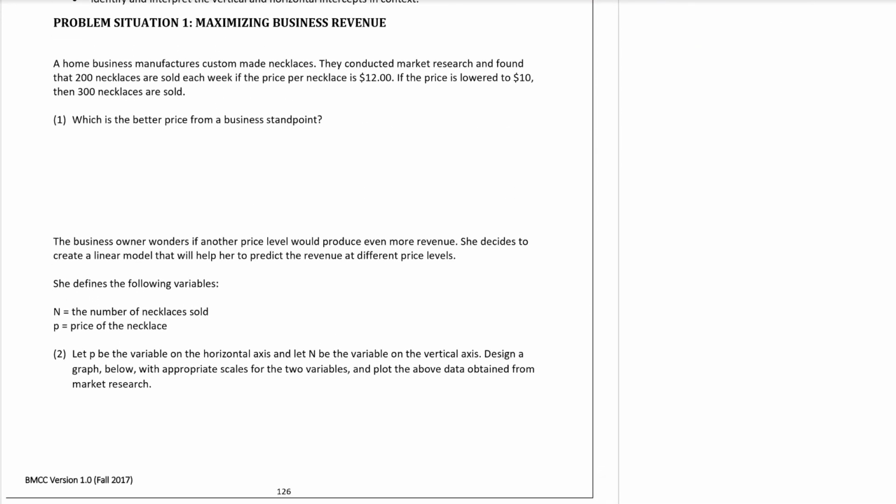Okay, so we're going to look at problem situation number 1, maximizing business revenue. A home business manufactures custom-made necklaces. They conducted a market research survey and found that 200 necklaces are sold each week if the price per necklace is $12. If the price is lowered to $10, then more necklaces can be sold, 300. Okay, so we would like to know after this survey, what is the better price from the business standpoint? Is it $12 per necklace and then you have 200 of them being sold, or it's $10 per necklace and then have 300 being sold?